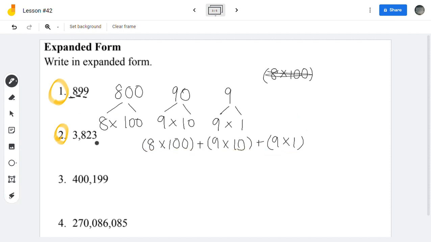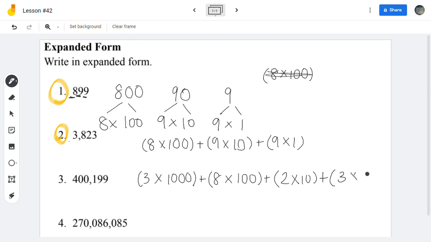So you have 3 in your ones place. Oops, let me actually start from the left. So 3 is in your thousands place, so you're going to do 3 times 1,000. And then 8 is in your hundreds place, so you're going to do 8 times 100. 2 is in your tens place, so you're going to do 2 times 10. 3 is in your ones place, so I'm going to do 3 times 1. And this is your expanded form number 2, and this is your expanded form number 1. And that's it for this expanded form.